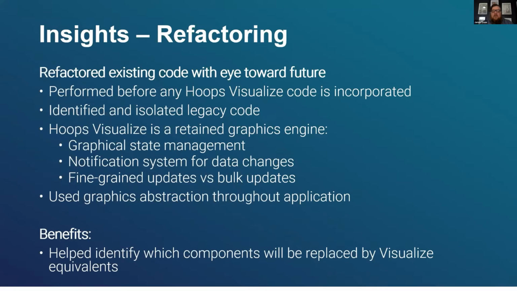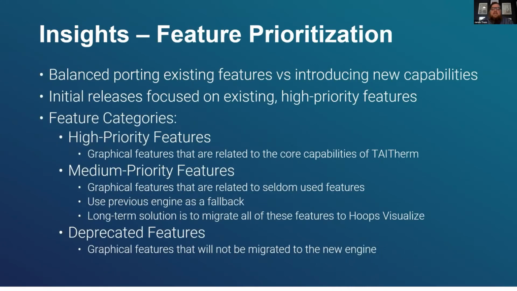So the main thing is we use graphics abstractions throughout the entire application, so that as we migrated to Hoops, we can identify which pieces needed to be replaced that displaced our legacy functionality. So the next one is, the insight we had was around feature prioritization.